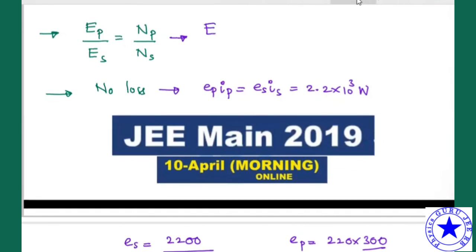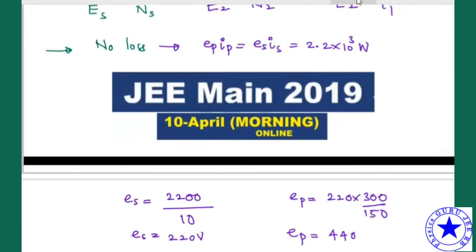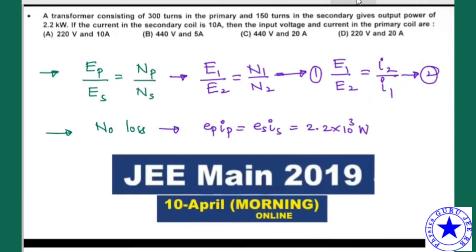E1 for the primary and E2 for the secondary is equal to N1 for the primary divided by N2. This is equation number 1. Next, E1 by E2 is equal to I2 divided by I1. This is equation number 2, right? So simply substituting there, we want I1. The question asks you to calculate the input voltage as well as the input current. So the input voltage is 440 and the input current, that is the primary, is 5 amps. Simply substituting the values which are given.